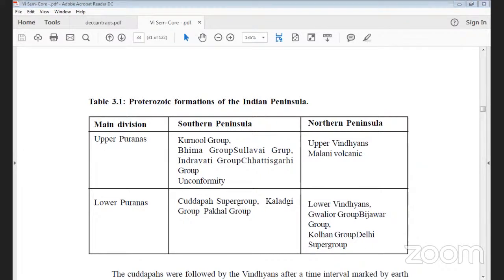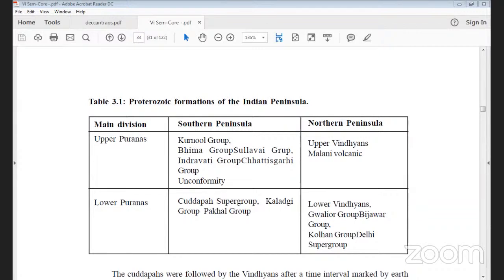The main upper is containing the Karnool group in the southern peninsula. In the southern peninsula, it has the Karnool group, Bhima group, Salavai group, Indravati group, Chhattisgarh group, and there is an unconformity between the lower Purana and upper Purana.